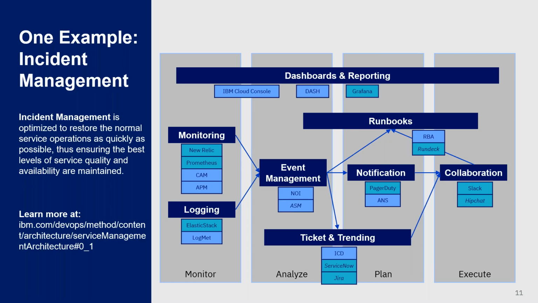Okay. So you can see here that we talked about some of the applications in there: Cloud Console, Dash, Grafana, Kibana, all the things come up there. Runbooks, Runbook Automation, Rundeck. Collaboration: Slack, HipChat, PagerDuty. ANS, Event Management, NOI, ASM, Monitoring. All these things are tools that you probably have in your repertoire in some way, shape, or form, or you've yet to implement them, and these are things you should start looking at in your journey, because if you don't adopt some sort of pattern or tool, this is going to hurt further down the line.